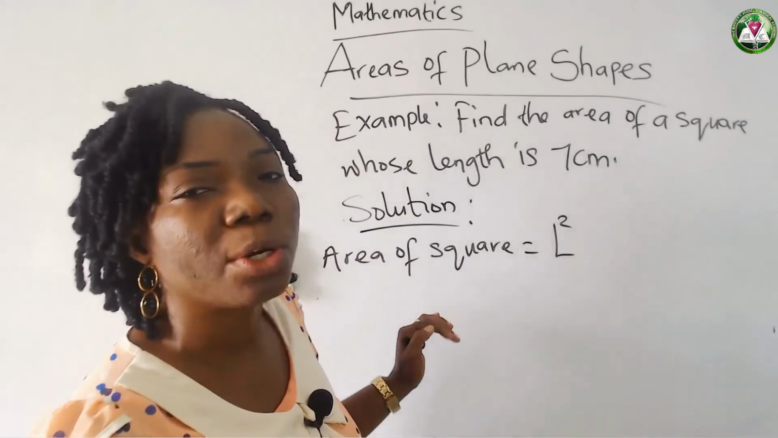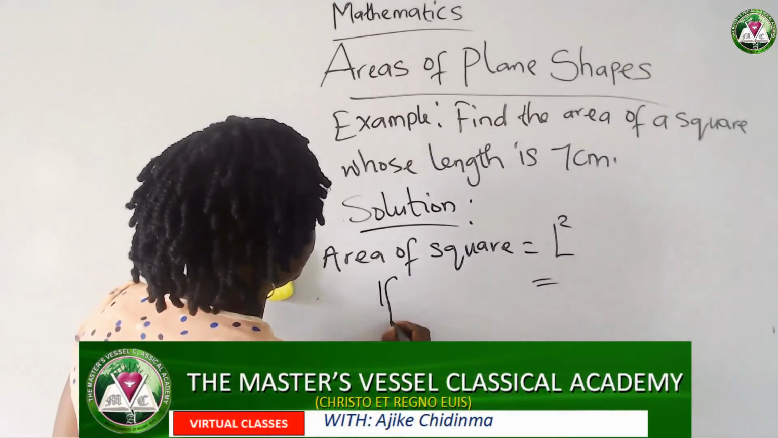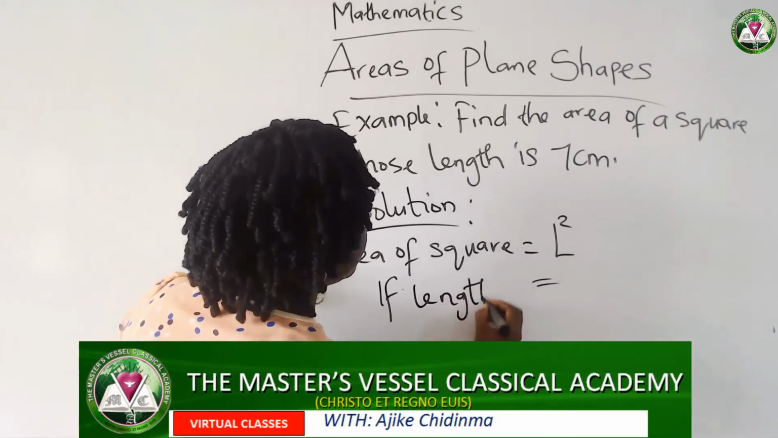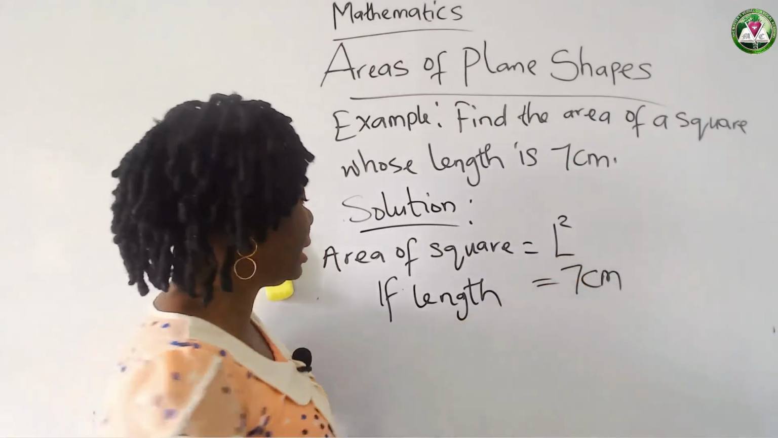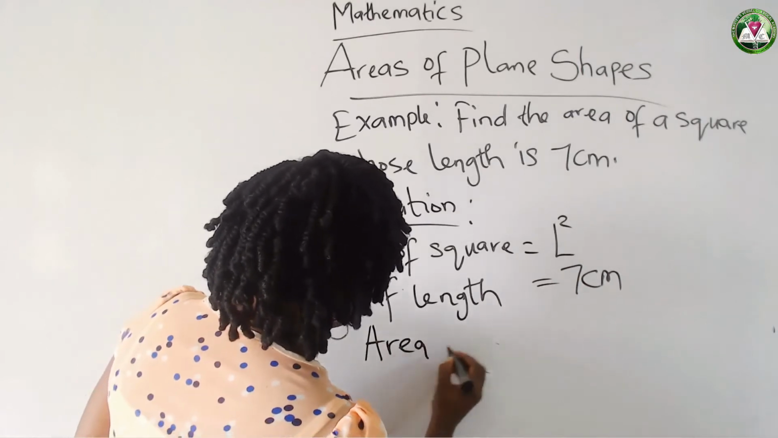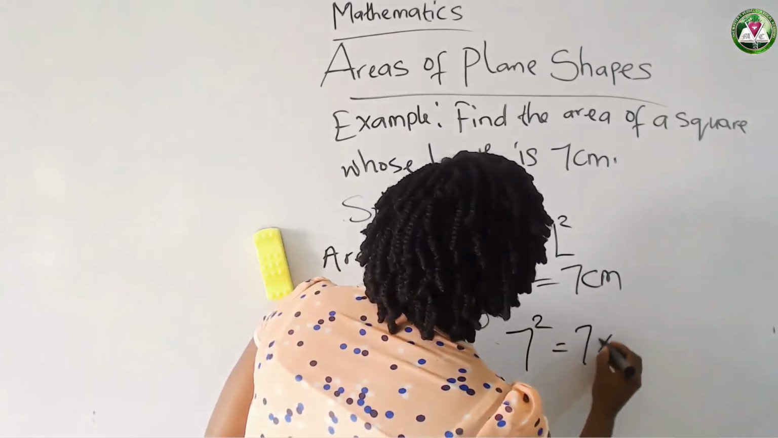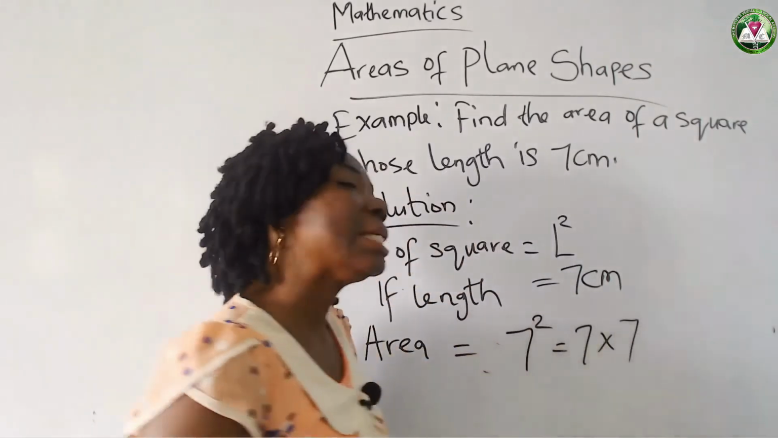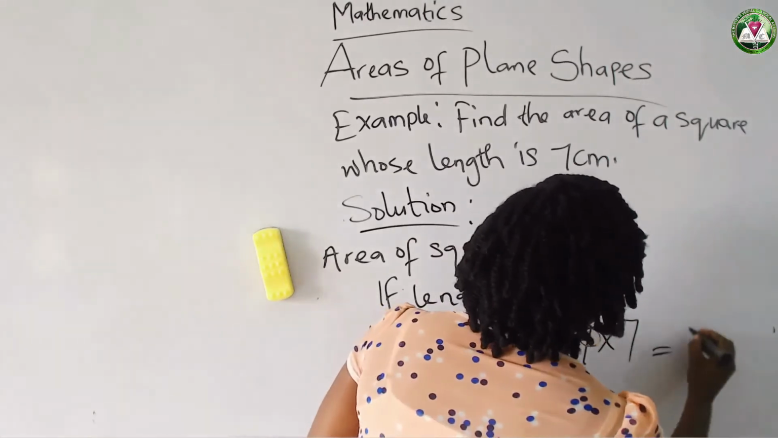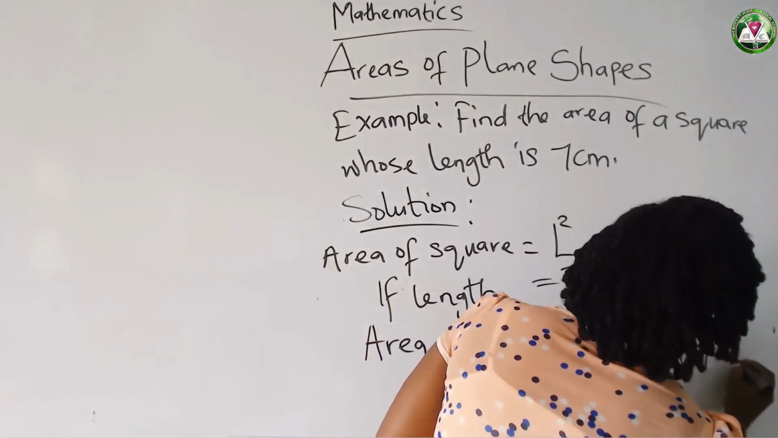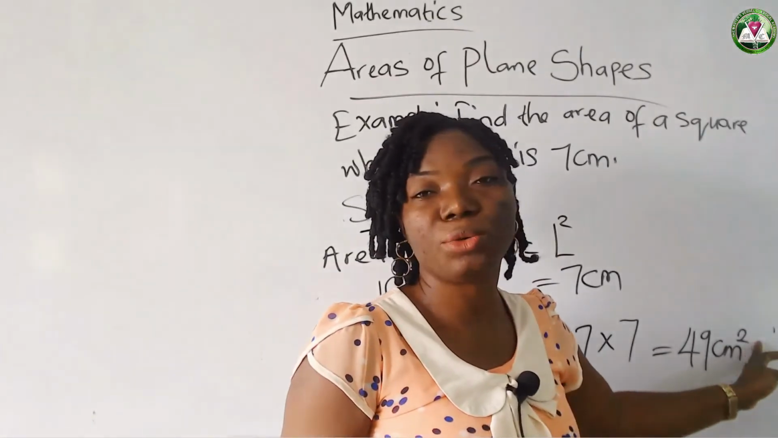Remember that the area of a square is L squared. Now we are given that the length is equal to 7 centimeters. Following the formula, this means 7 squared, which means 7 times 7. And when you multiply 7 by 7, it gives you 49 centimeters squared.